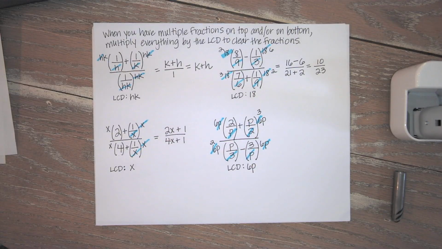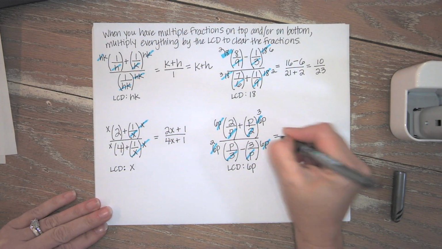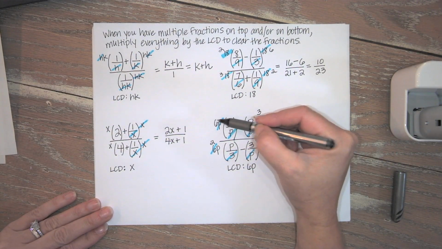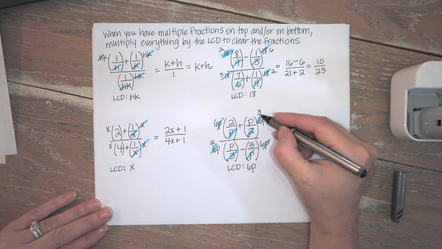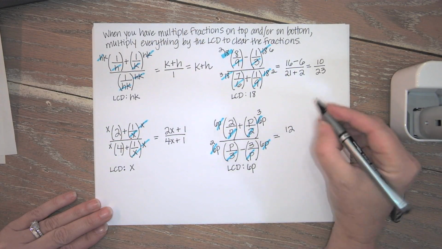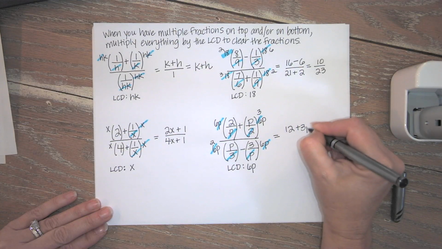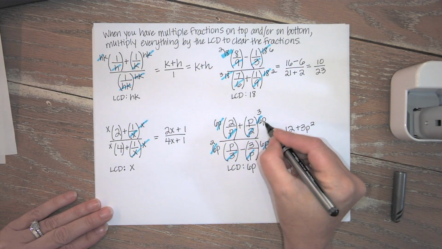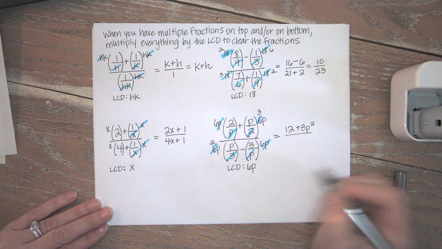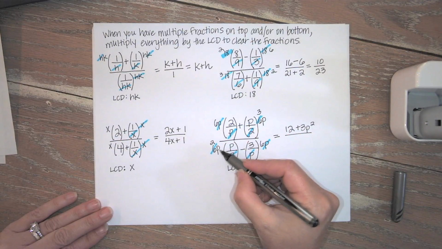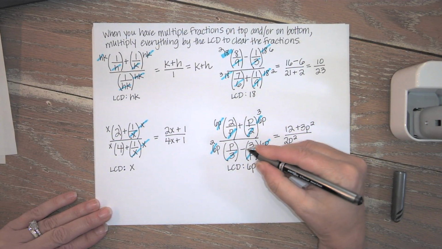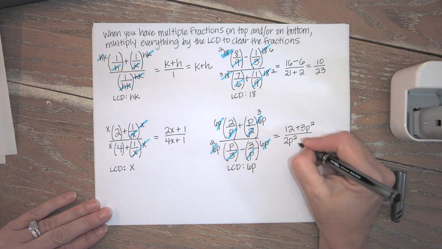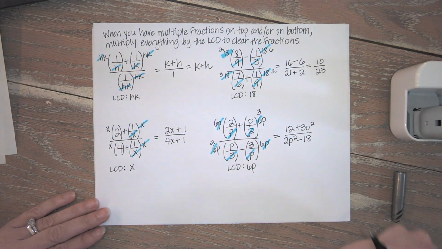All right, so let's see if we can come up with what's left. In this first one, we have 6 times 2 is 12. In the second one, we have a 3 and a p and another p, so that's 3p squared. So all that's being multiplied. Down here, we have 2 times p, so that's 2p squared. And here we have minus 3 times 6, which is 18.